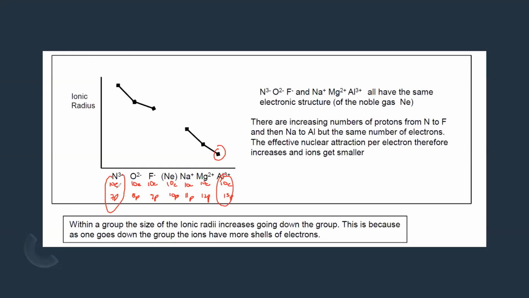Same way for nitrogen, there are 10 electrons, but only 7 protons are attracting them. So the net size of this nitride ion will be higher, because the size depends on the ratio: if protons are more, size will be smaller. If electrons are more, size will be bigger or larger compared to a neutral atom.